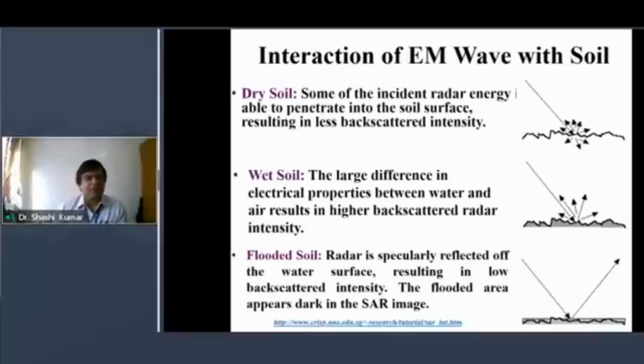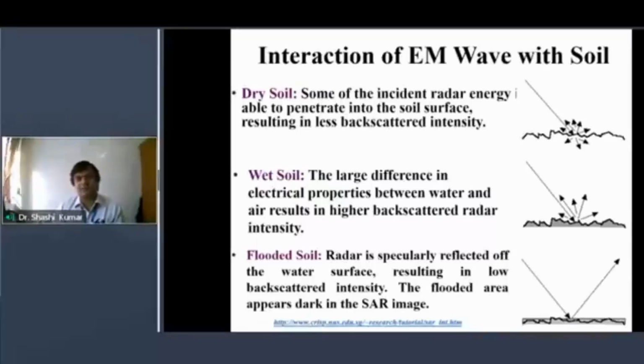And when we have wet soil, there will be no penetration, because due to the increase in the moisture content, there will be a decrease in the penetration capability of the microwaves. So microwaves could not penetrate in the wet soil, so there will be scattering from the surface. Scattering from the surface will be very, very high in the wet soil, so the wet soil is going to appear as a bright object in comparison to the dry soil.